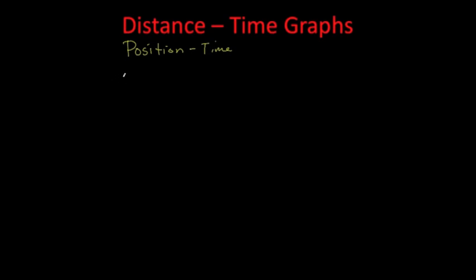So it's basically a graph that shows the motion of an object or person. Of an object, okay? It's a visual representation of that motion.